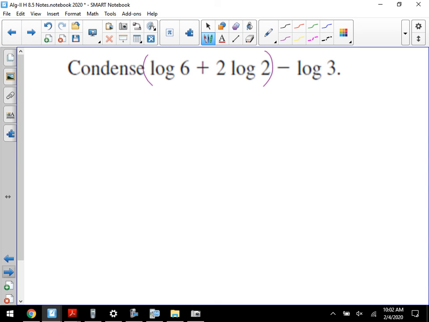Anyway, so when you have this, first of all, what's the base of this log? So we have log. What's the numerator going to look like? 6 times 2 squared, and then all over, okay? Order of operations. What do you get?